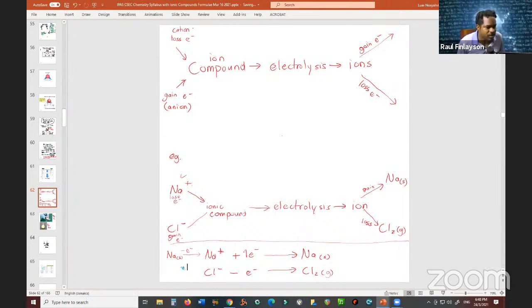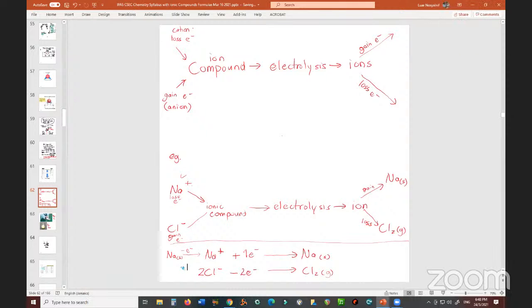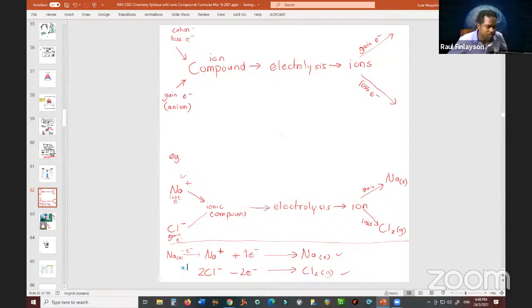Bam, you're done. Except that it's Cl2, so what do we have to do? Balance it, no? So if we're going to get 2 chlorine, we're going to need 2 chloride ions, and 2 electrons also, yeah, and that's it. Done. Full marks for that. That's why you write an ionic equation for electrolysis.